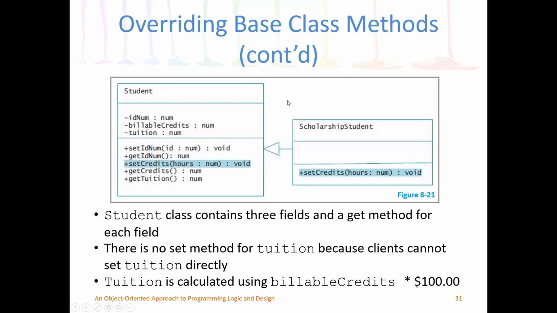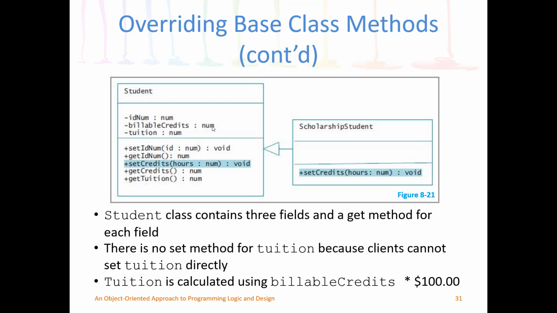Here is an example where we have a class called student. And here we have set credits, and we're going to pass to it hours. It returns nothing, and hours is going to be a number, and it's void. And that's one of the things, billable credits, and tuition is going to be based on what the number of credits are.